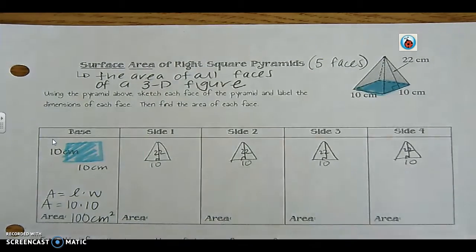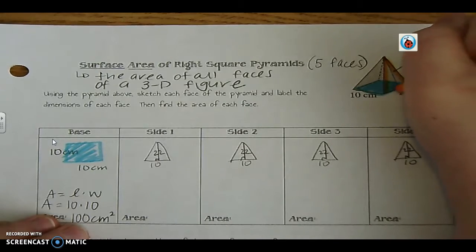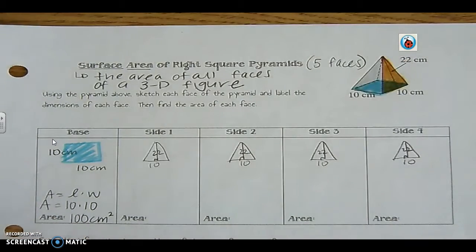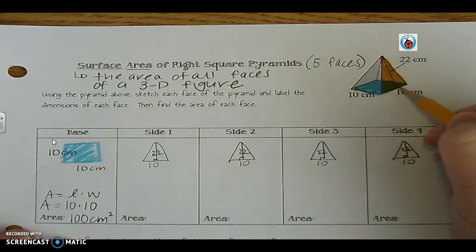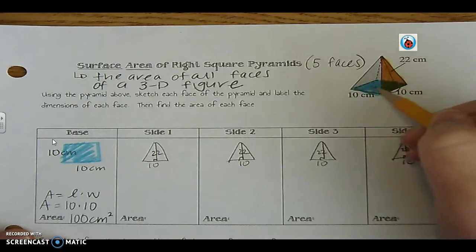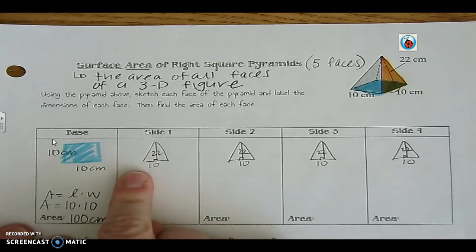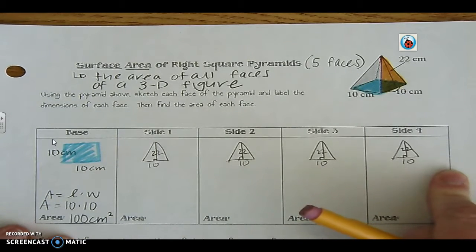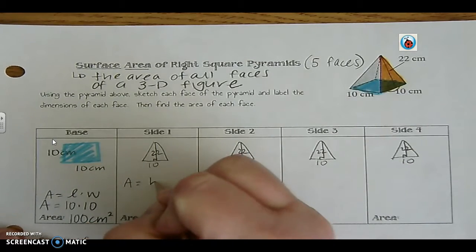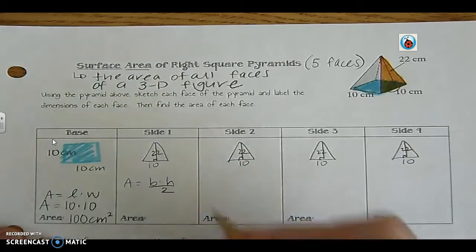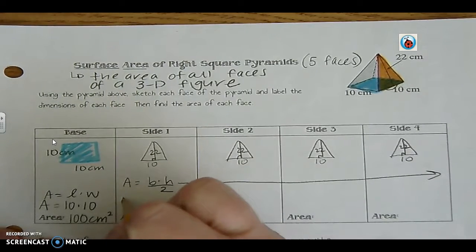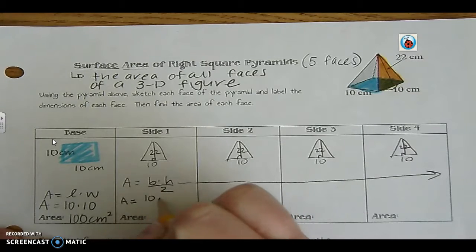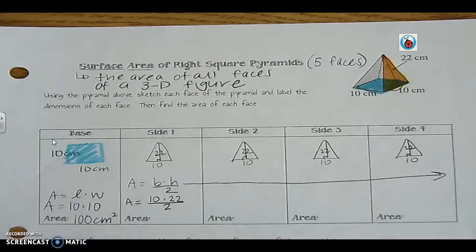So if I look at just that face individually, I could pick just one of them and make that orange. This is a triangle with a base of 10 and a height of 22. Remember, this right angle right here shows us that this is a base and a height. And all 4 triangles are going to be the same because the base is a square. So I can sketch each triangle the exact same size. So to find area of a triangle, we need our formula. And that formula is going to work for every single side because they're all triangles. So now I can fill in my formula. Base is 10, height is 22, and I divide by 2.